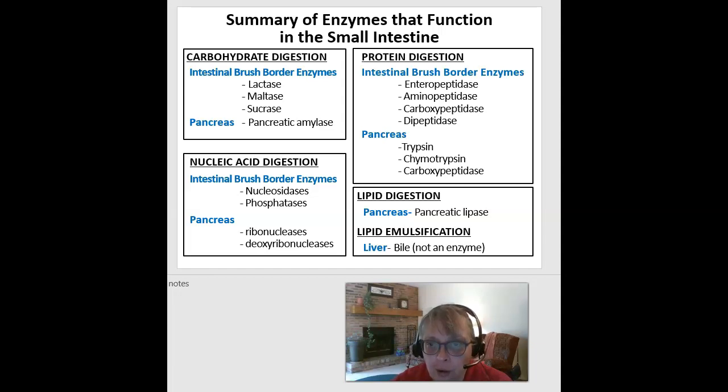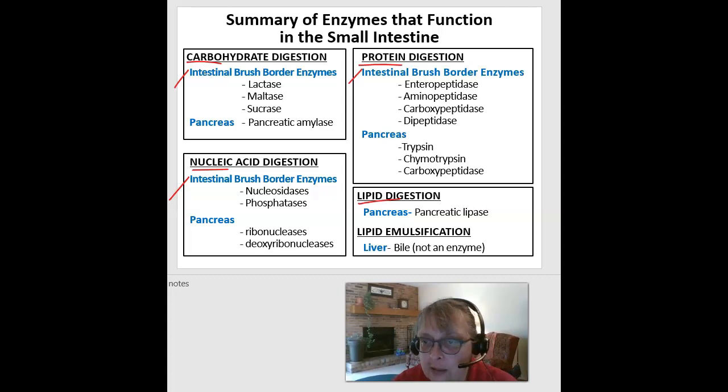Now there are brush border enzymes that break down three of these categories: carbs, proteins, and nucleic acids. I told you that you didn't have to really know the names of these brush border enzymes, except for enteropeptidase, because as we have just seen, it's involved with activating a zymogen.